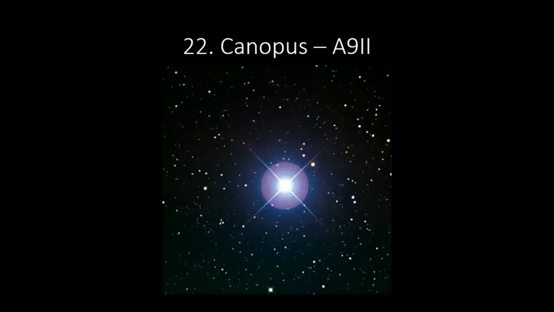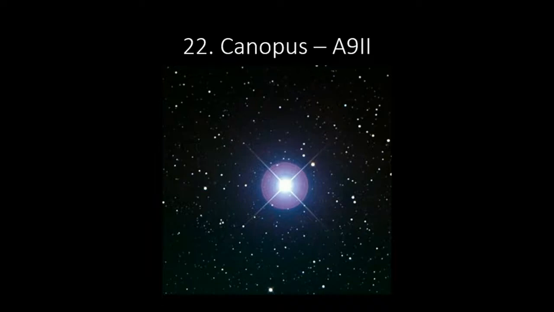Next up, Canopus, A9 Roman numeral 2. This is another one that's a little bit weird, kind of hard to place. It actually, well, never mind. I'll save that for later. Put where you think it is, and then I'll tell you what I was going to say.